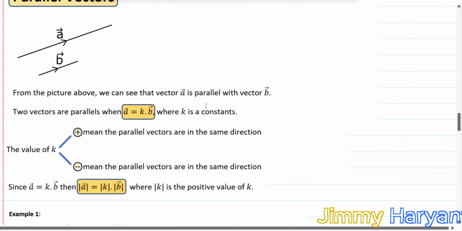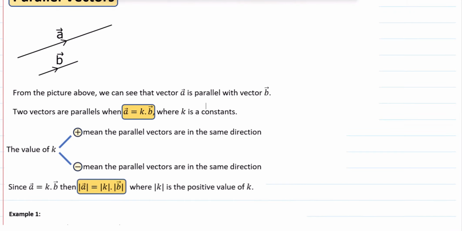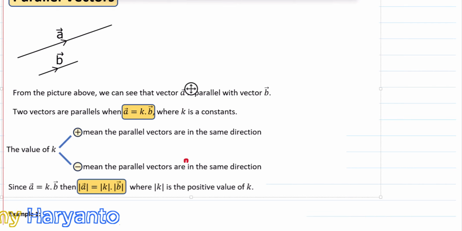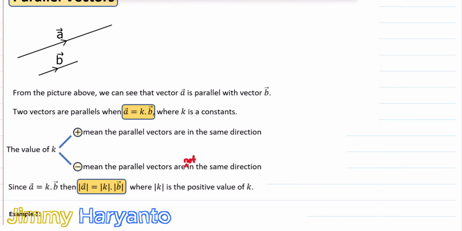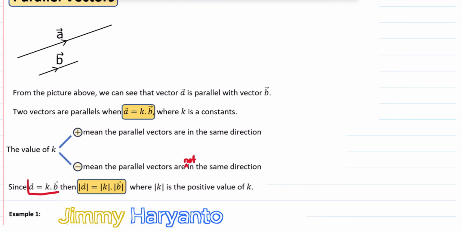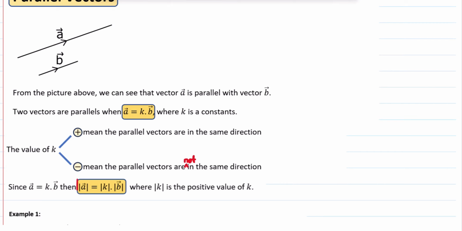And the value of k: if the value of k is positive, that means the parallel vectors are in the same direction. If the value of k is negative, that means the parallel vectors are not in the same direction. They are in the opposite direction. And also, since A equals k times B, that means the magnitude of A is also k times the magnitude of B.